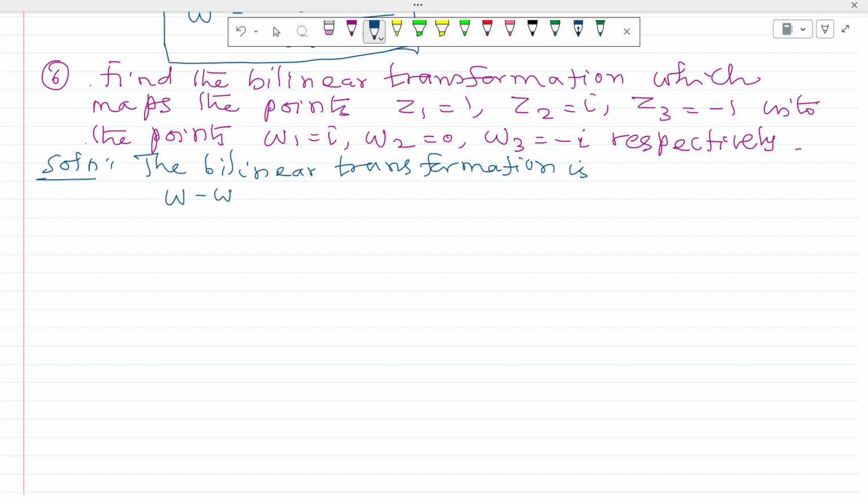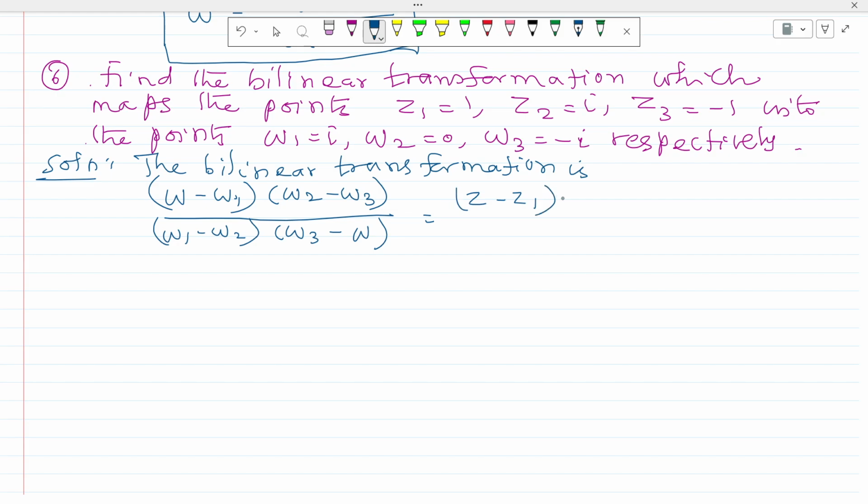(W minus W1)(W2 minus W3) by (W1 minus W2)(W3 minus W) equal to (Z minus Z1)(Z2 minus Z3) divided by (Z1 minus Z2)(Z3 minus Z). So if you are substituting this value, then what you get?